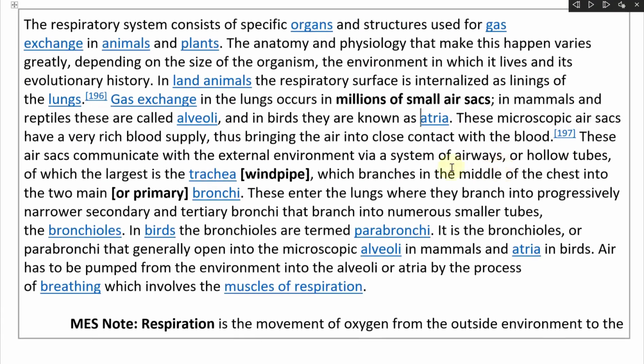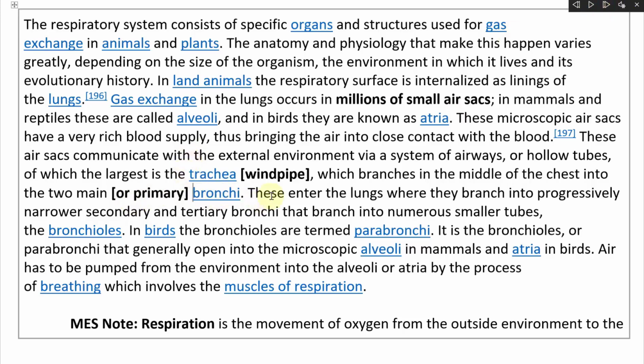These microscopic air sacs have a very rich blood supply, thus bringing the air into close contact with the blood. So basically you're oxygenating the blood. These air sacs communicate with the external environment via a system of airways or hollow tubes, of which the largest is the trachea, or the windpipe, which branches in the middle of the chest into two primary bronchi.